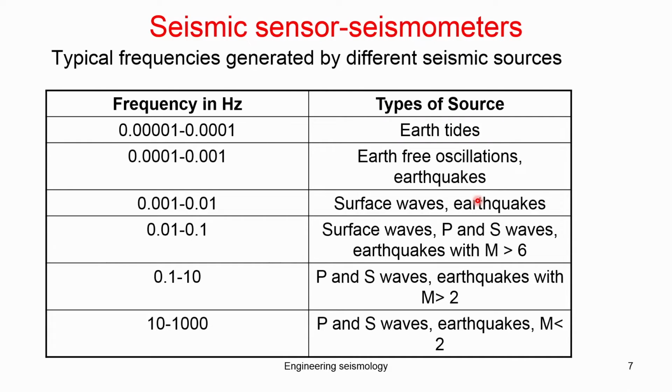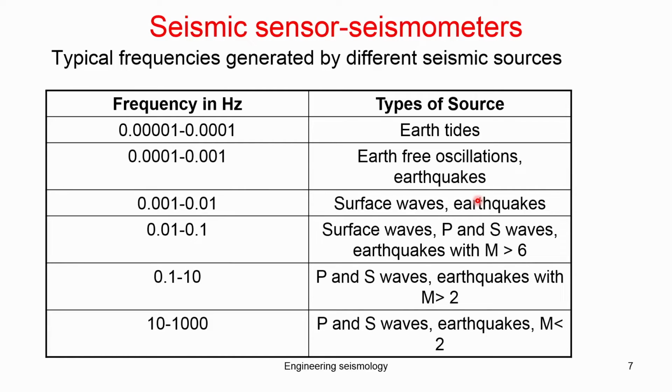The waves come at different frequencies, so the seismic sensor that detects them should also have a particular frequency of interest, depending on which wave you are looking at. These are the typical frequencies generated by the different seismic sources. If you want to record a particular type of seismic wave created by the respective source, you should have the corresponding frequency capacity in the equipment.